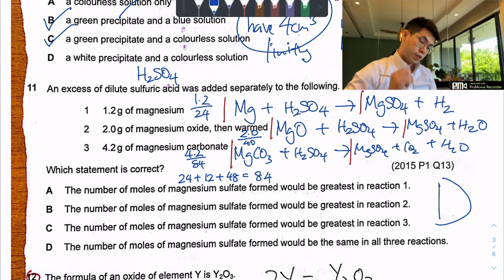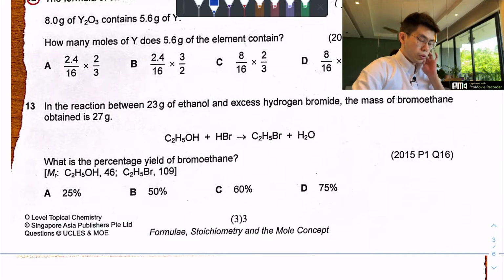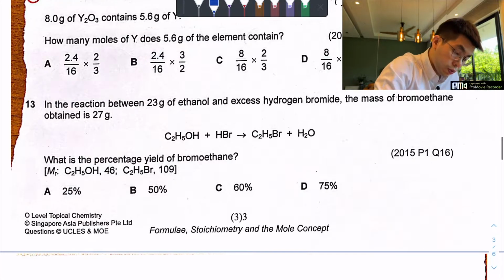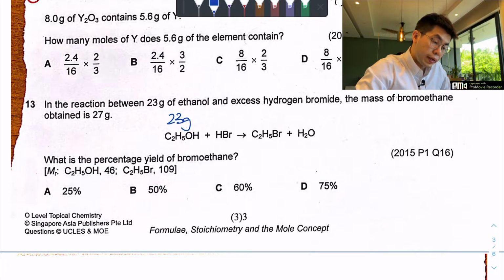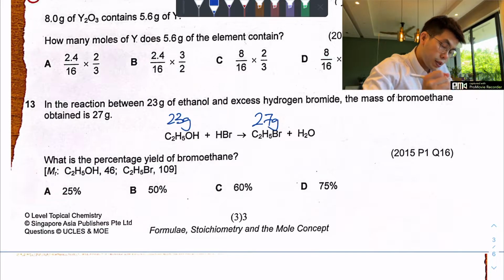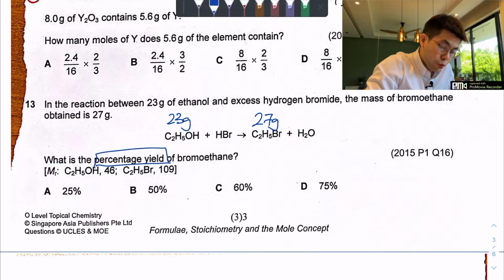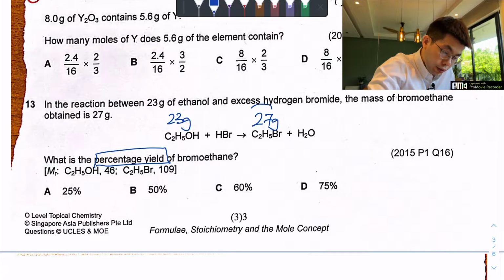Okay? Great. Let's go to the next question, 13. The reaction of ethanol, which is 23 grams, with excess hydrogen bromide, the mass of bromoethane is 27 grams. Now I want to find the percentage yield of bromoethane. So percentage yield is of this one here.